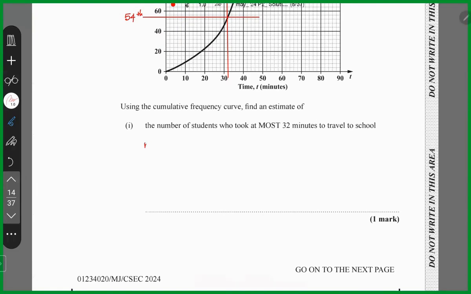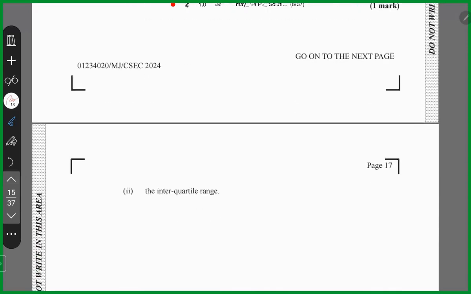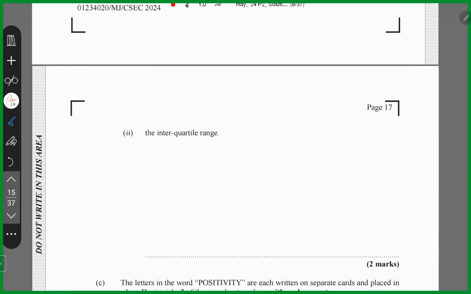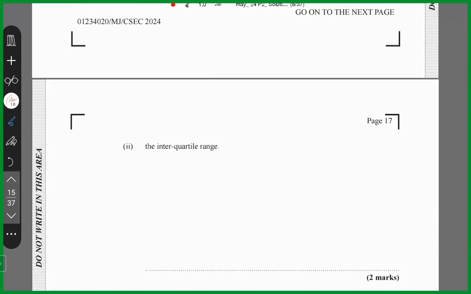So the number of students where the time is less than or equal to 32 minutes is, for me, 54 students. All right, sometimes the examiner milks a question. This is one of those milked questions. Next, he needs the interquartile range.